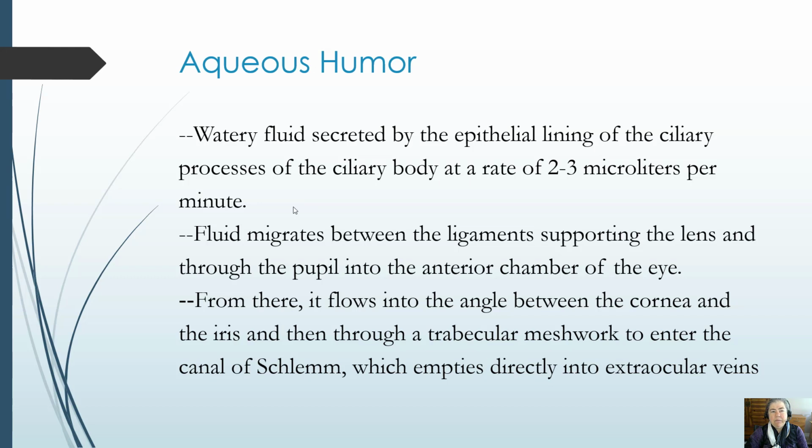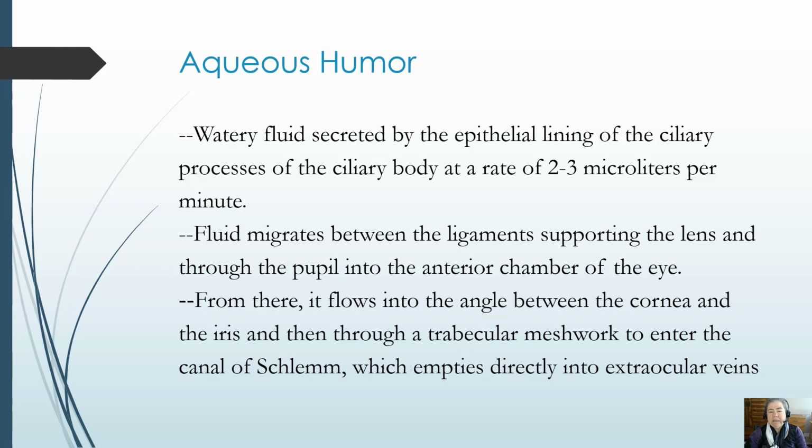And then that fluid migrates from the posterior chamber between the ligaments that support the lens and then through the pupil into the anterior chamber. And it leaves the anterior chamber as continuously as it's being produced. It has to be taken away or you'd have an increase in pressure.